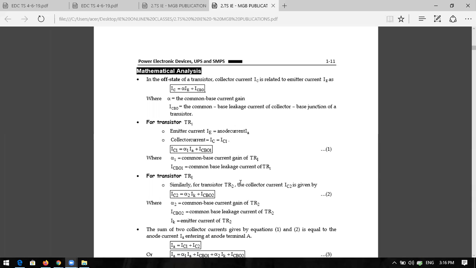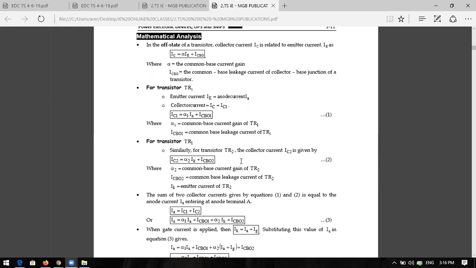Now for transistor 1, that is Q1, the emitter current IE is almost equal to the collector current IC. So IC1 is equal to alpha 1 into IA plus ICBO1. What is alpha 1? It is the common base current gain of transistor 1. And ICBO1 is the common base leakage current of transistor 1.